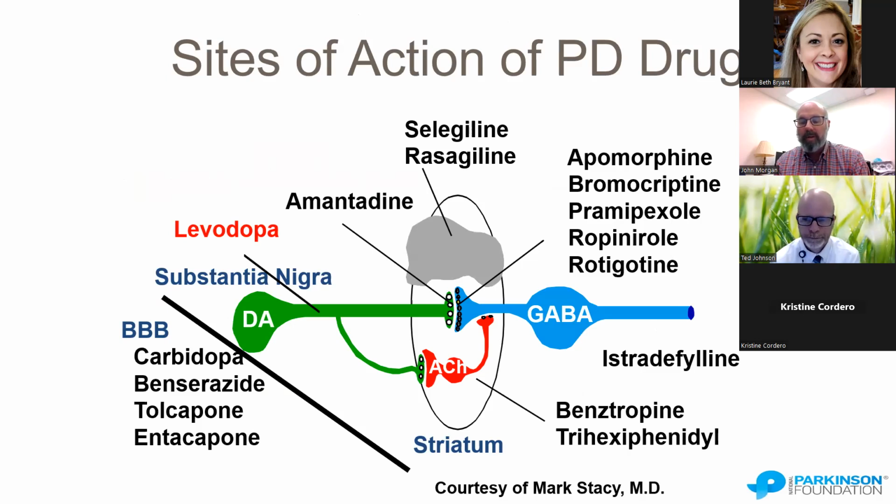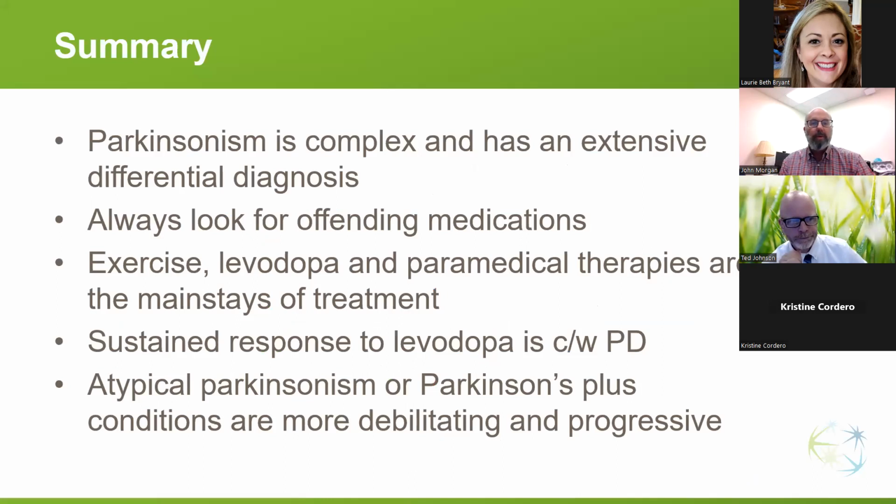This medication is fairly recently approved, and it helps by a novel mechanism. And the anticholinergic drugs like benztropine and trihexyphenidyl can help tremor significantly. So in summary, Parkinson's has a complex and extensive differential diagnosis. It's very difficult for even me on many days. And always look for offending medications. So dopamine blocking agents, the antipsychotics, Reglan, metoclopramide, even Phenergan and Compazine can block dopamine, and then Depakote. Even lithium can cause parkinsonism too.